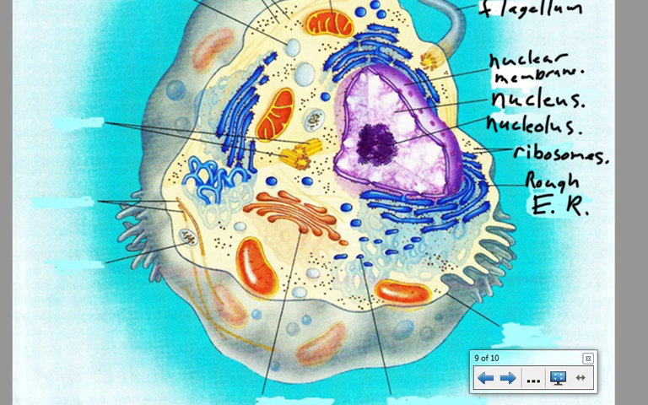What's the outside of the animal cell? Cell membrane. Sometimes also called plasma membrane. I would accept either, but usually we write cell.